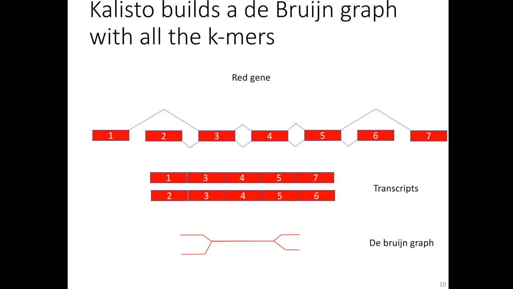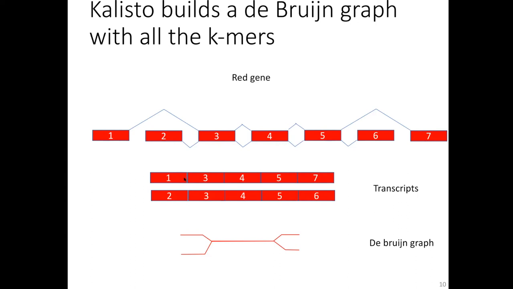So this is the red gene. And here you see the exons, 1, 2, 3, 4, 5, 6. So this one has 7 exons. And here you can see that this gene has 2 different isoforms that are being transcribed. So either it skips exon 2 here, or it skips exon 1. And then it goes on. So if it skipped the second one, it also skips the sixth one. And if it skipped the first one, it will also skip the seventh one.